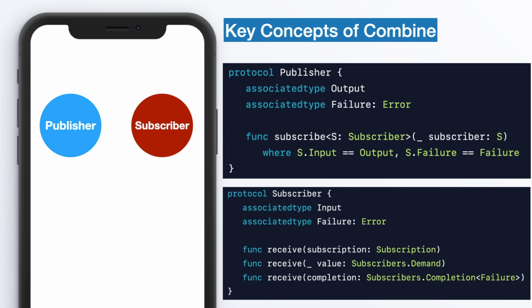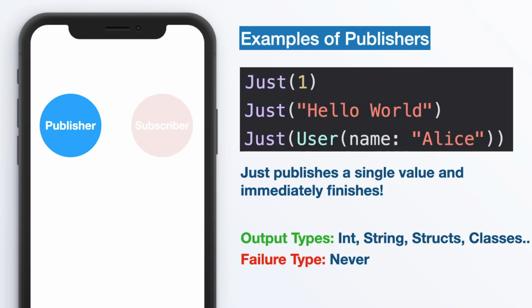Now let's have a look at some basic examples of publishers. Let's start with the Just publisher. The Just publisher is a publisher that publishes a single value and immediately finishes. Right above we have three examples. In the first one, we're publishing an integer, in this case 1. In the second one, we're publishing a string, and in the third one, we're publishing either a struct or a class called User.